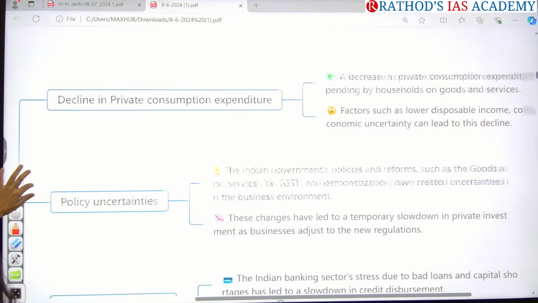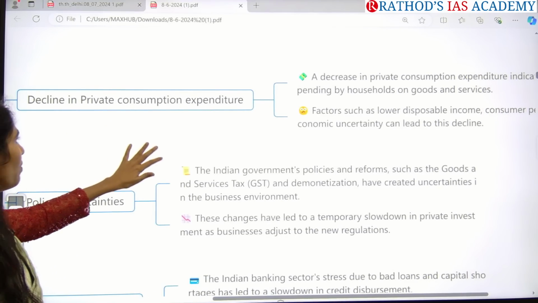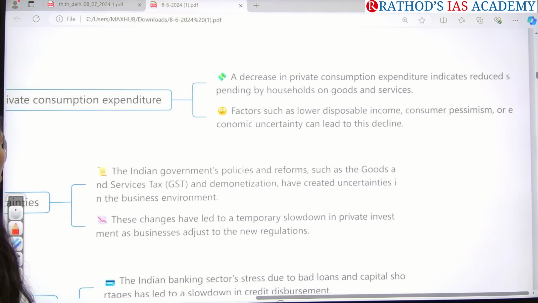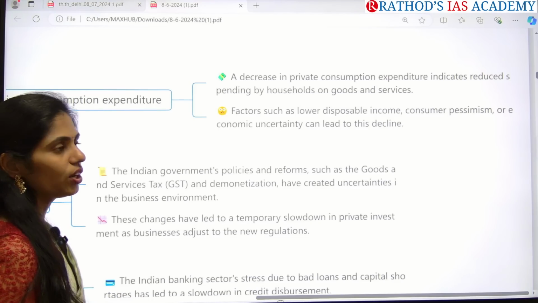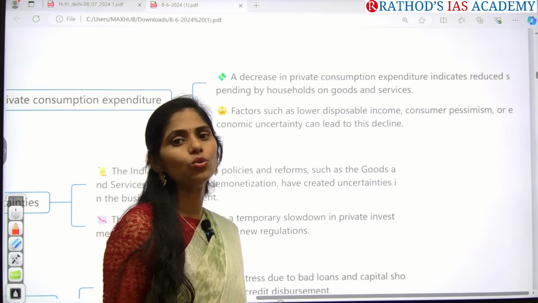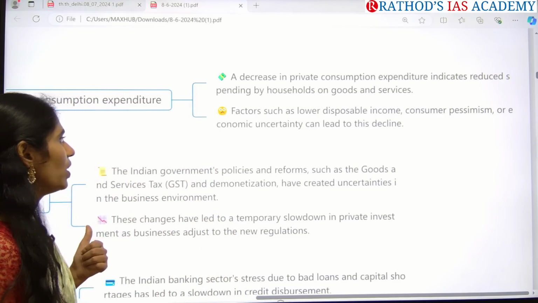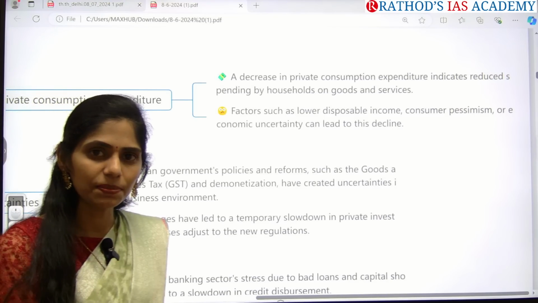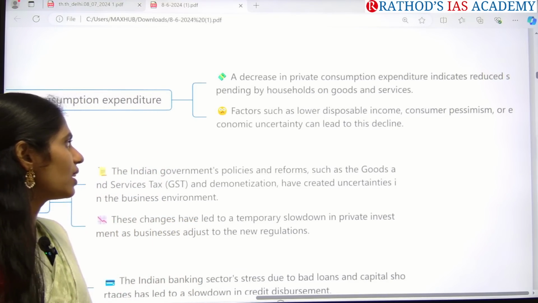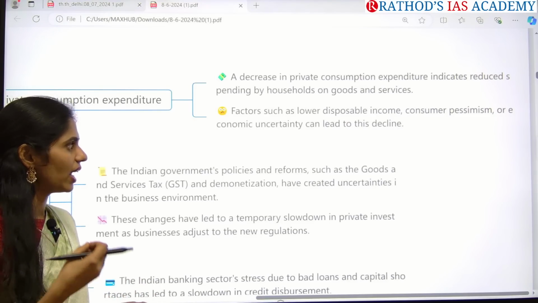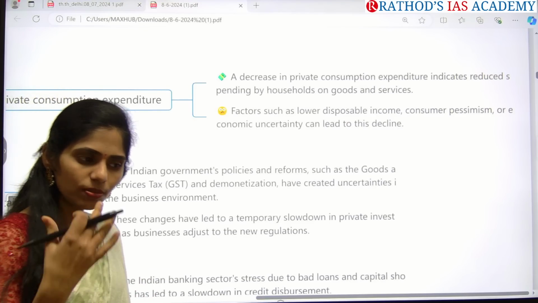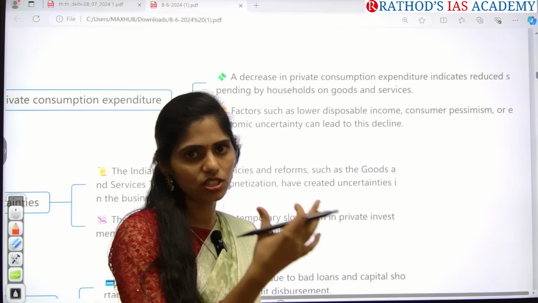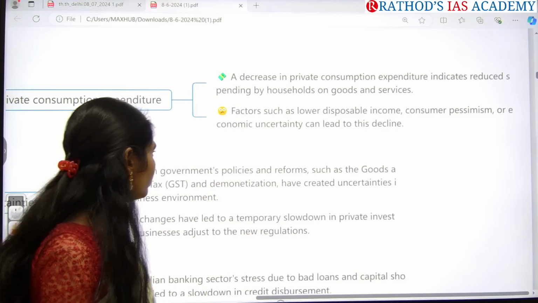Okay, so the first one is the decrease in private consumption expenditure, especially households, who are not spending much on goods and services. Some factors leading to this decrease in expenditure are that they are getting very little income, for example, or else there is economic uncertainty. Because of these reasons, there is a decrease in expenditure.